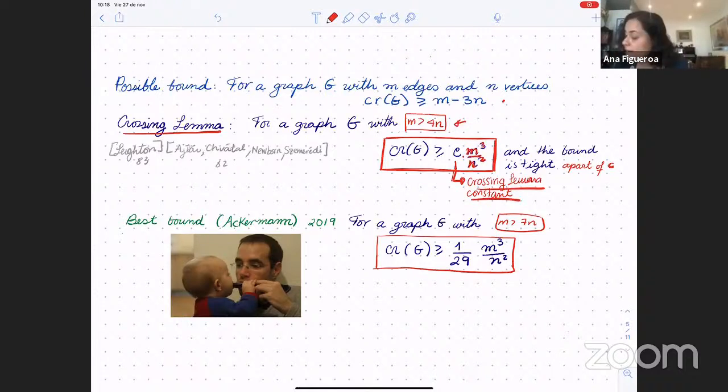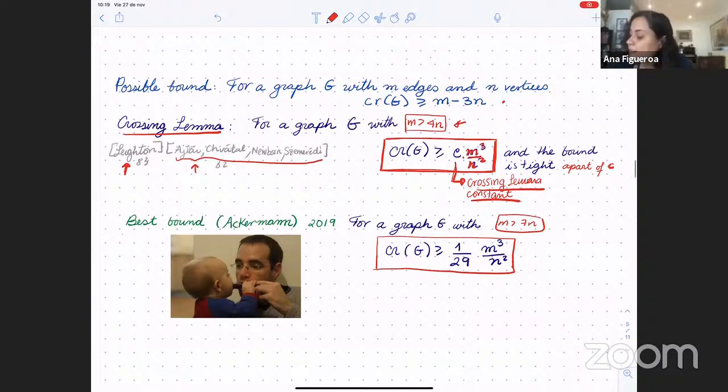And this bound is tight, apart from the constant, yes? It was proved first by Leighton and Ajtai, Chvátal, Newborn, Szemerédi. These are, we can say, a Hungarian group that proved that result, and Leighton was unaware of that. But more or less at the same time, they proved that result. And the first constant they had was like 1/100.